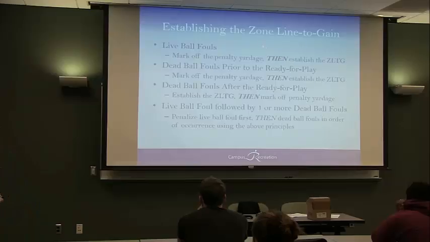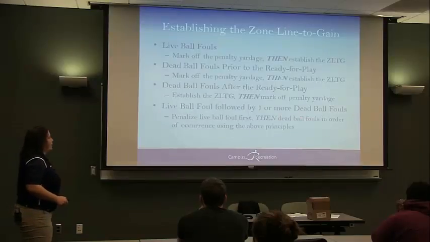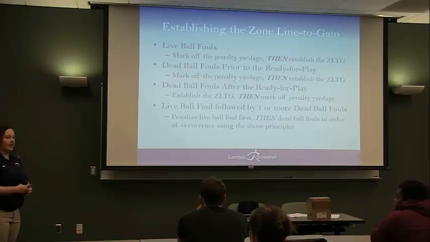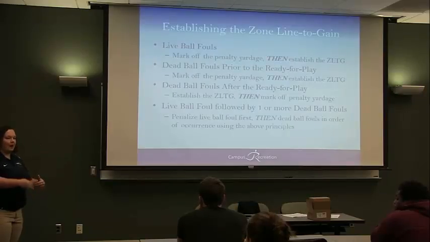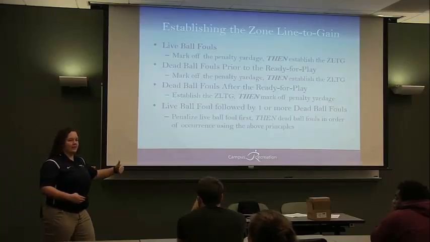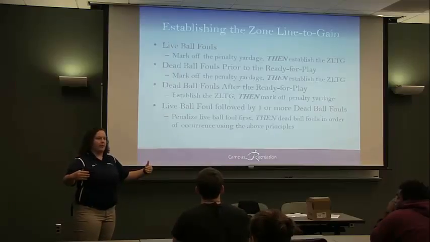Okay? Live ball penalties followed by 1 or more dead ball penalty, you're going to march off the live ball penalties first, then the dead ball penalties. Okay, so if we have a defensive pass interference, plays dead, and then we have a defensive unsportsmanlike conduct, you're going to enforce that live ball penalty first, set the zone line to gain, and then enforce the dead ball penalty. So it's always going to be live ball, then dead ball. Did you guys know if we have an offensive live ball and a defensive live ball penalty, what happens?